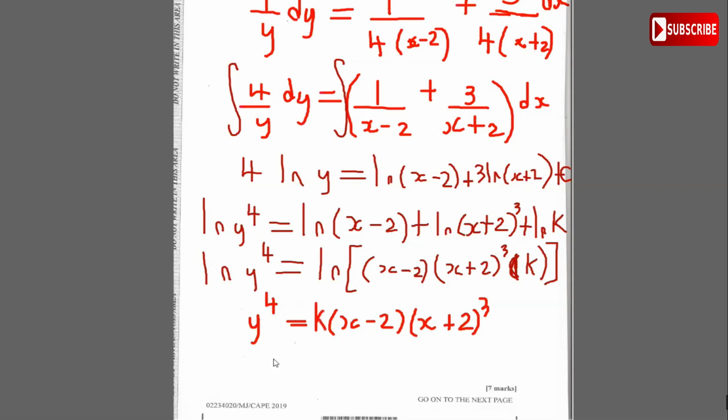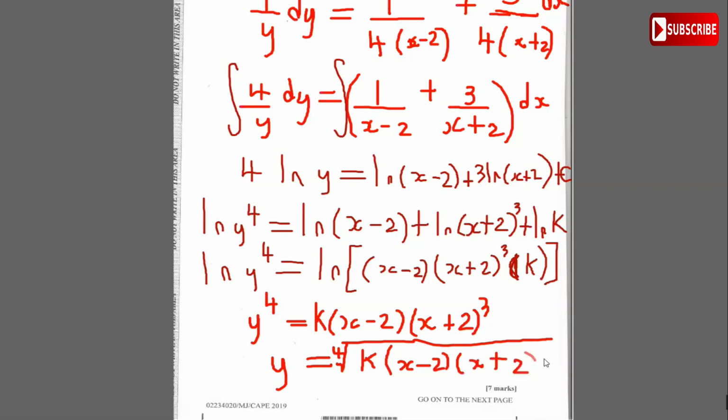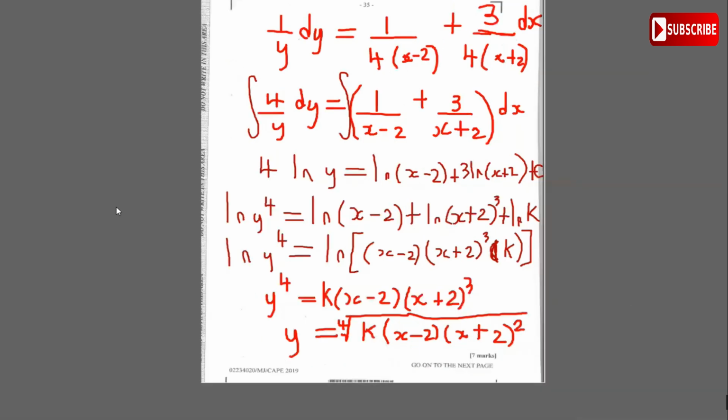So to find y, you just take the fourth root. So taking the fourth root, you're going to get y is equal to the fourth root of, you put a 4 to show that it's a fourth root. Y is the fourth root of k times x minus 2 times x plus 2 all cubed. That's how you do this question. Nice and easy and simple.